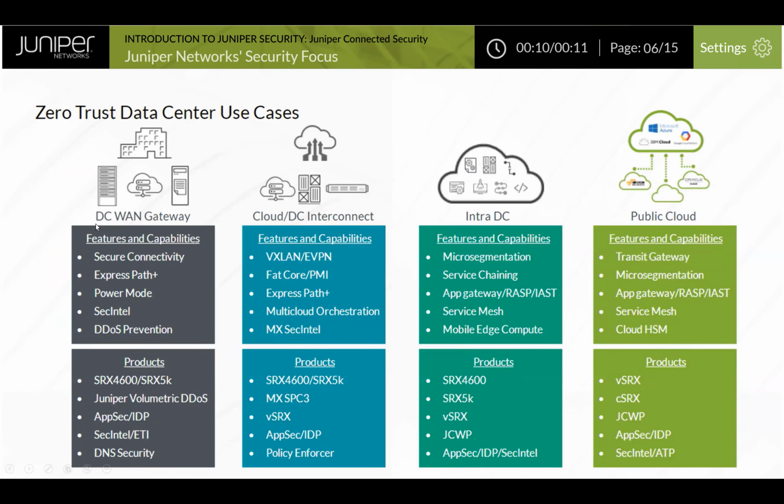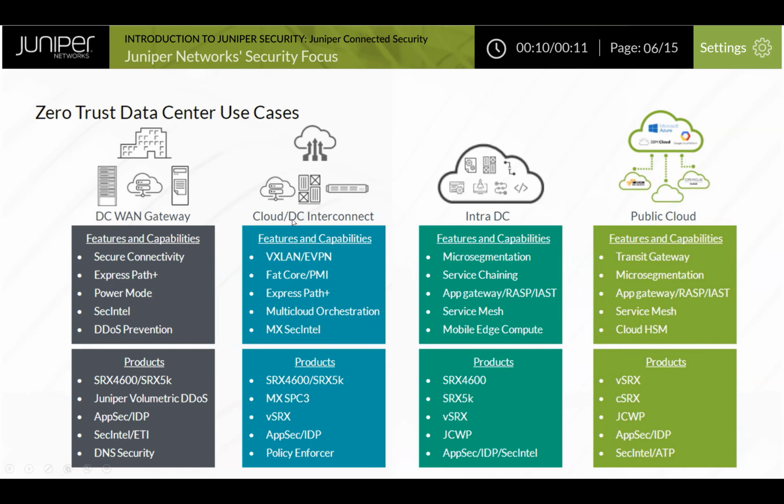So just consider the different infrastructure. It may be the data center DC1 gateway, or it may be cloud or DC interconnect. It may be intra-DC, which I discussed now, and public cloud. So features and capabilities: if you consider the DC1 gateway, which will be the features and which will be the capabilities? Secure connectivity, connectivity must be secure. Express Path, Powermode, SecIntel, and DDoS prevention. With respect to WAN, you have to consider this DDoS prevention.